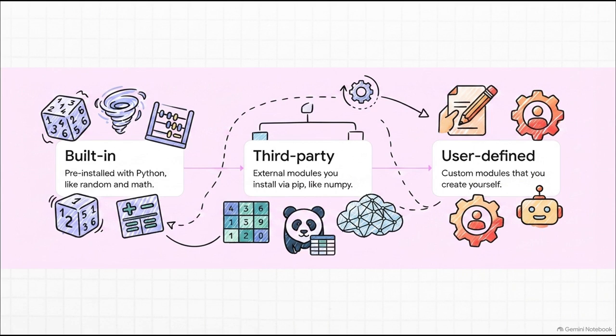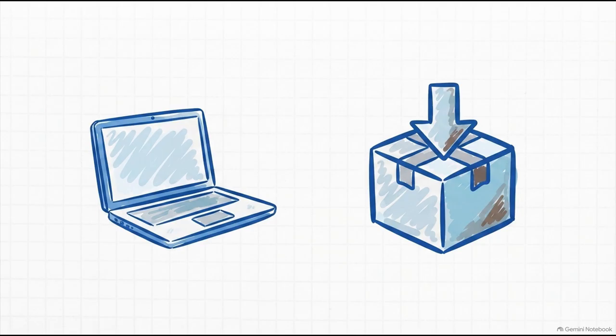Second, we've got third-party modules. Think NumPy for heavy-duty numerical computing or Pandas for data analysis. These are created by external developers. And third, user-defined modules, which are the ones you build yourself. Now, to use those amazing third-party modules that don't come pre-installed, it just takes a super quick installation step using a command called pip. Typing something like pip install requests in your terminal literally reaches out to the internet, grabs that specific external library, and drops it into your machine so you can start using it right away.